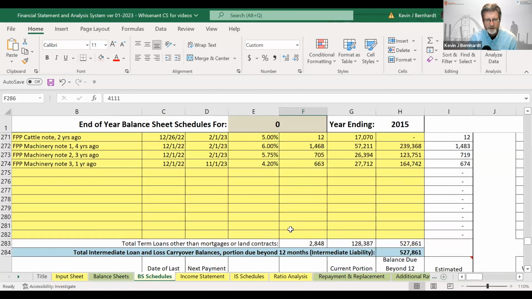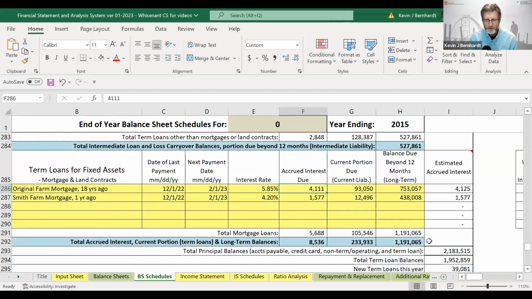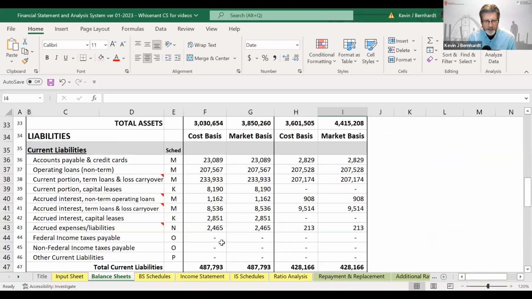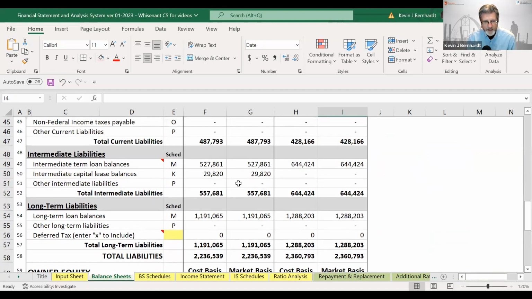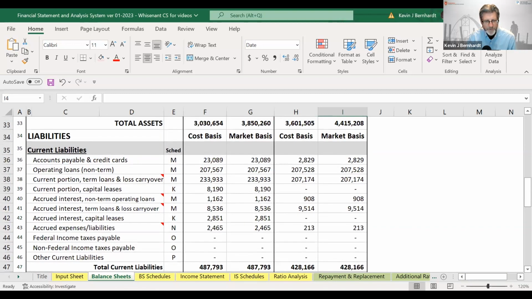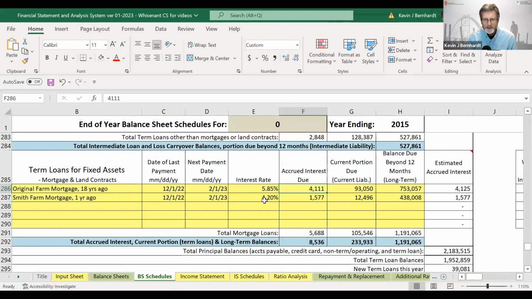Same thing happens for the intermediate loans and the long-term loans. So if I look at my long-term loans here, my fixed assets for my mortgage and land contracts, the long-term amount that's due beyond 12 months is $1,191,065. I go back to the balance sheet and I look under long-term, and there it is, $1,191,065. So all these numbers you see here in the liability section are coming from somewhere in Schedule M. Once you complete Schedule M, they're automatically transferred over.